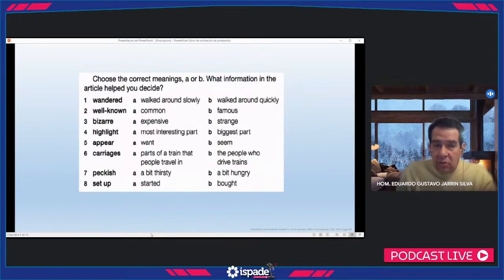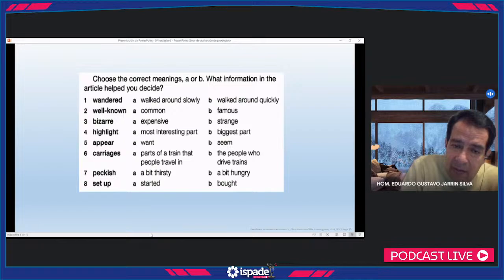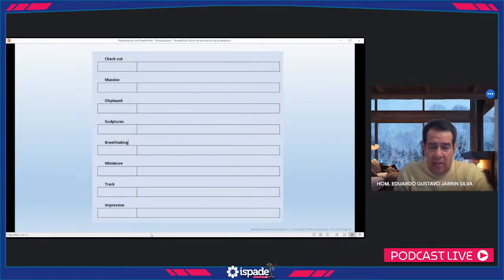Then you have well known. So it is common or famous, bizarre, expensive or strange, highlight, etc. So they go back to the text and they check all these things, right? Highlight, etc., etc. And then you have words in red. You have checkout, massive, displayed, sculptures, breathtaking, miniature, track, and impressive. So this is an extra exercise, reading for specific information, or reading for details. Specific information would be the word, but the detail would be the explanation.